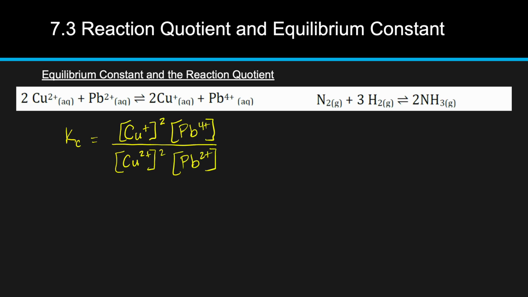Now the cool thing is if you are solving for Q, which means you are given a bunch of concentrations but they were not at equilibrium, then it's the exact same expression, you're just setting it equal to Qc instead of Kc.